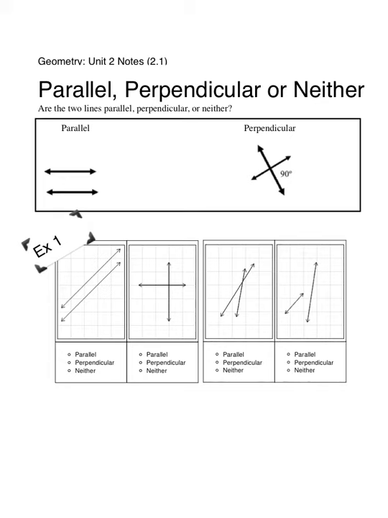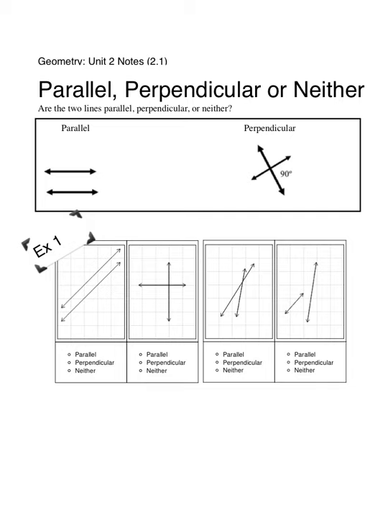Welcome to the new game called Parallel, Perpendicular, or Neither. What you're going to start learning in Unit 2 is all about angles and parallel lines and how it all works together. So we're going to introduce a really basic concept here. You're going to determine in those 4 examples below in the notes if the lines are parallel, perpendicular, or neither.